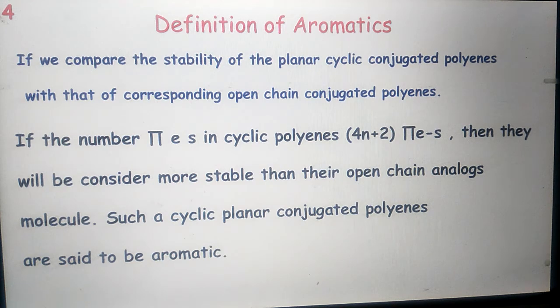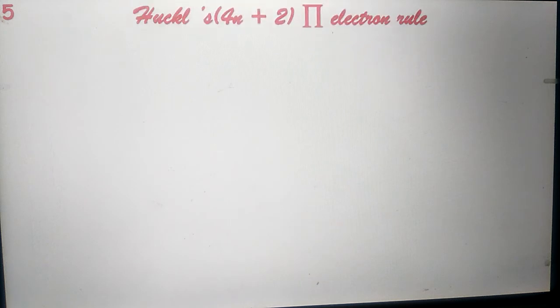So aromatic is defined as any cyclic planar conjugated polyenes which have Huckel number of electrons are considered as aromatic. What is planar? What is Huckel rule? First, what is Huckel rule?